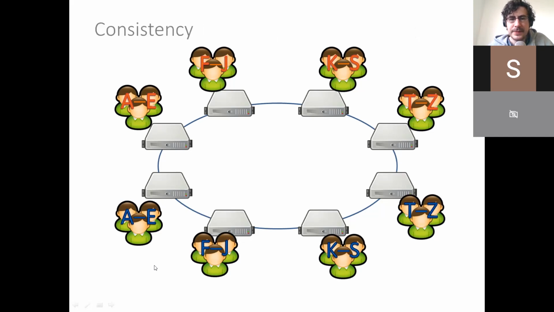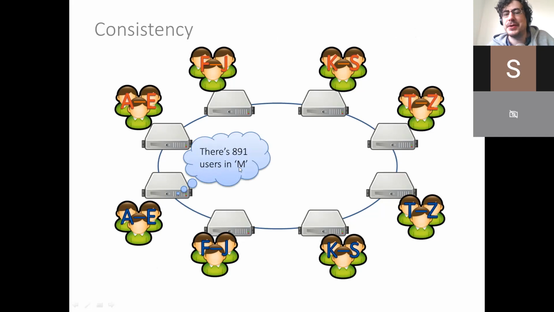So in terms of consistency, it means that if this machine here thinks that there's 891 users in M, whose username starts with M, for example, then all of the other machines, if they were to ask for the same value within the distributed system, if they were to look it up, they would have the same view, they would get the same answer. So they somehow agree on the values within the system.